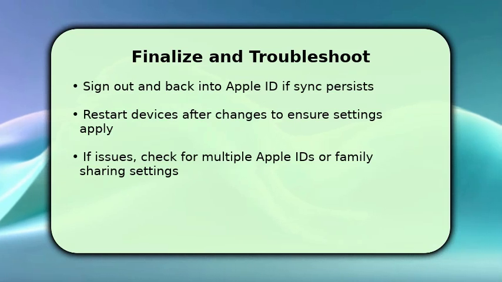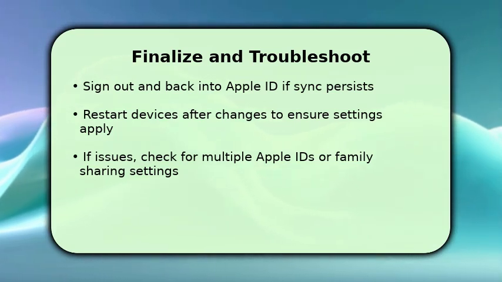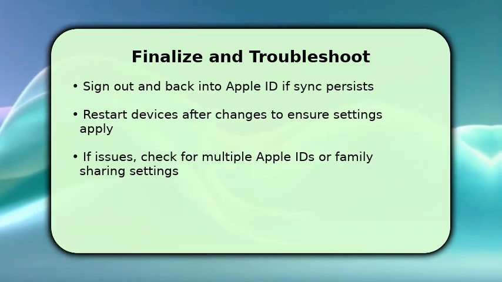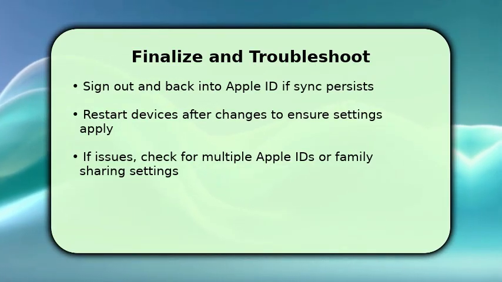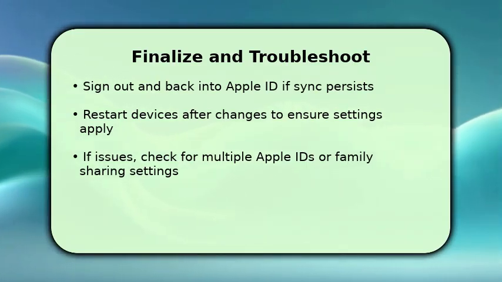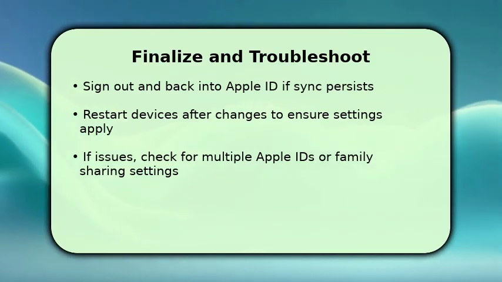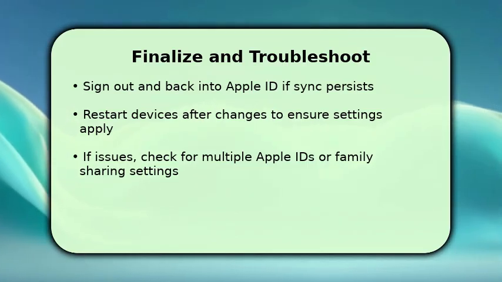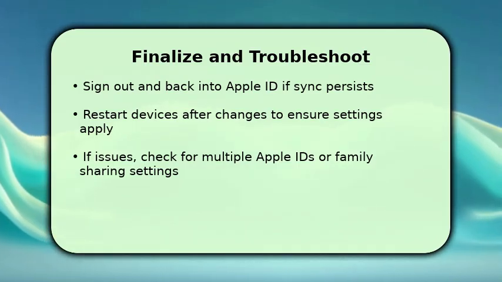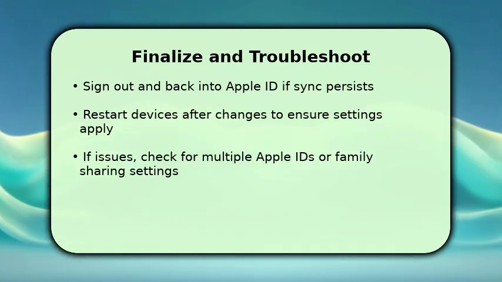Finish by verifying changes and resolving stubborn sync. Restart each device after toggling iCloud Safari off so settings fully apply. If history still appears, sign out of your Apple ID and sign back in, or disable Safari and iCloud again. Sometimes the cloud needs a refresh. Make sure you're not using multiple Apple IDs or Family Sharing features that could reintroduce shared data. If one device still syncs, inspect that device's Apple ID and privacy settings to locate and stop the source.